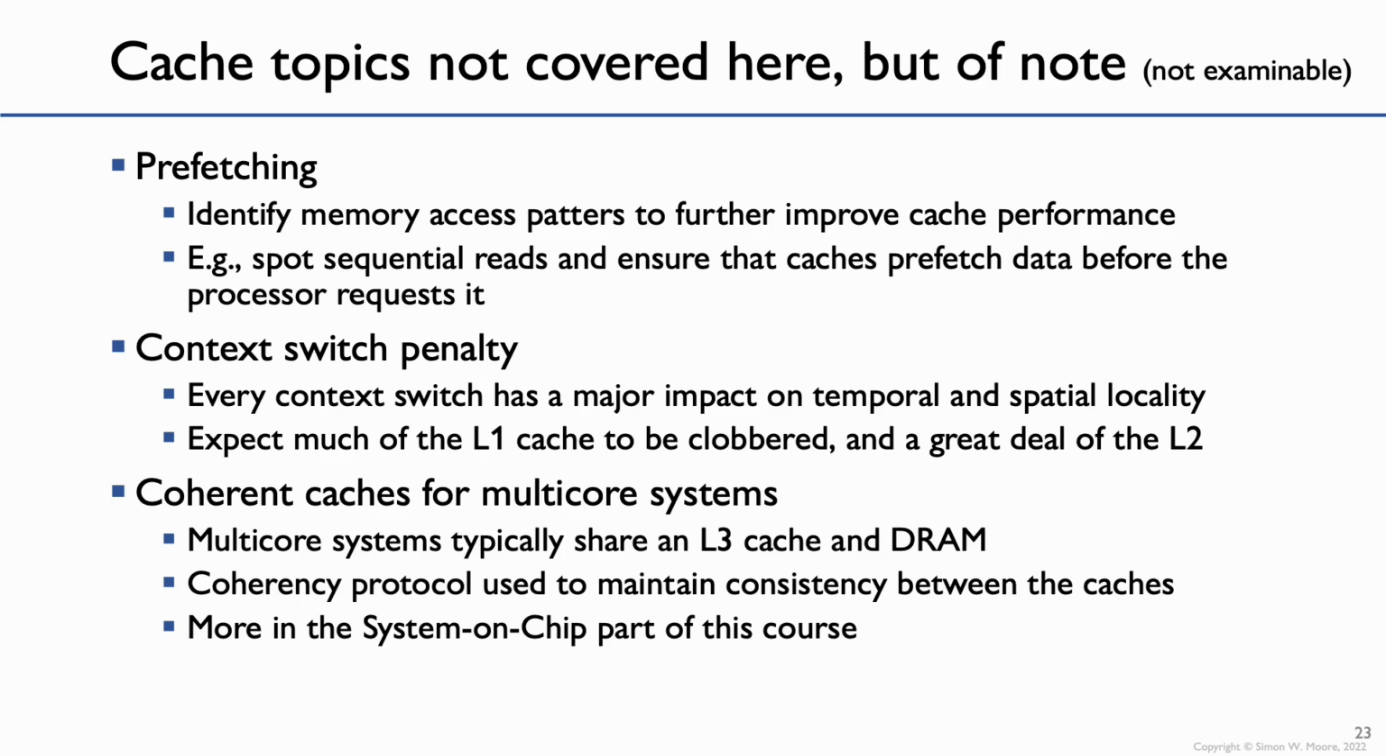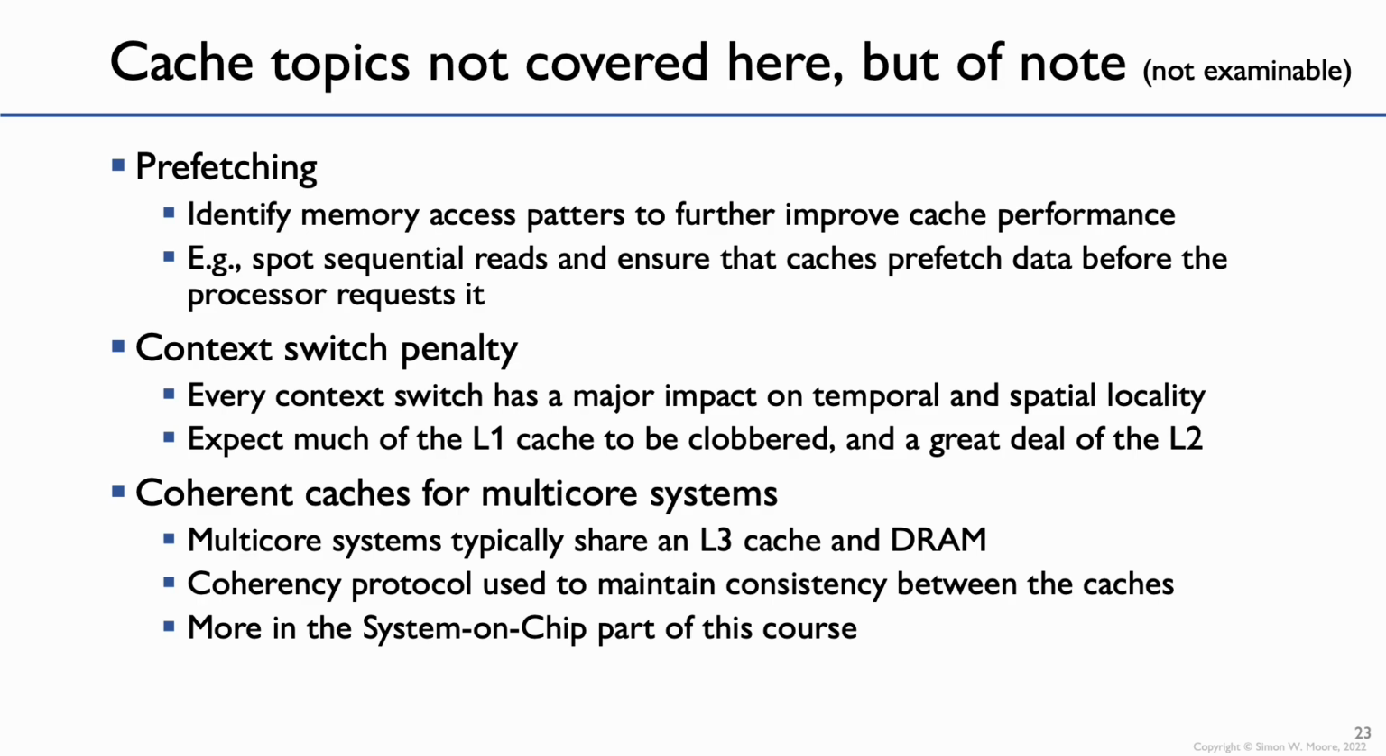Now, there are actually a lot of other issues in caching, but we're not going to cover all of them in this course. Just so you've got an idea of some of the topics we're not going to do properly, there's prefetching, which is very important and will be covered more in comparative architectures. Here we identify memory access patterns to further improve cache performance, doing things like spotting sequential reads to ensure that the cache prefetches the data before the processor actually realizes it needs it. That can really help.